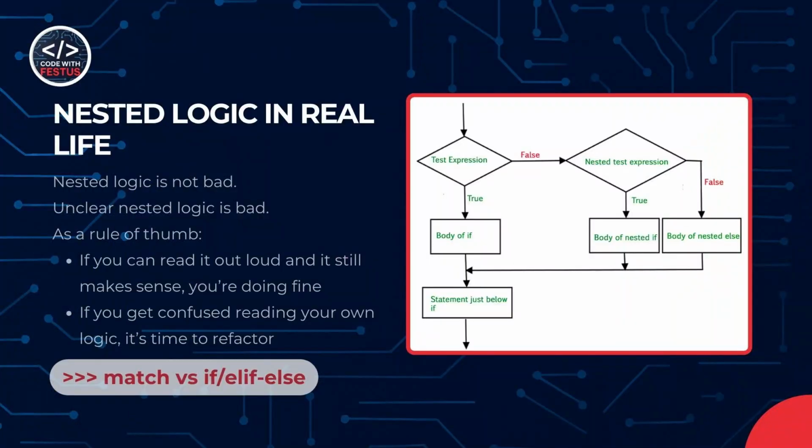Nested logic is not bad. Unclear nested logic is bad. As a rule of thumb, if you can read it out loud and it still makes sense, you are doing fine. If you get confused reading your own logic, it's time to refactor.